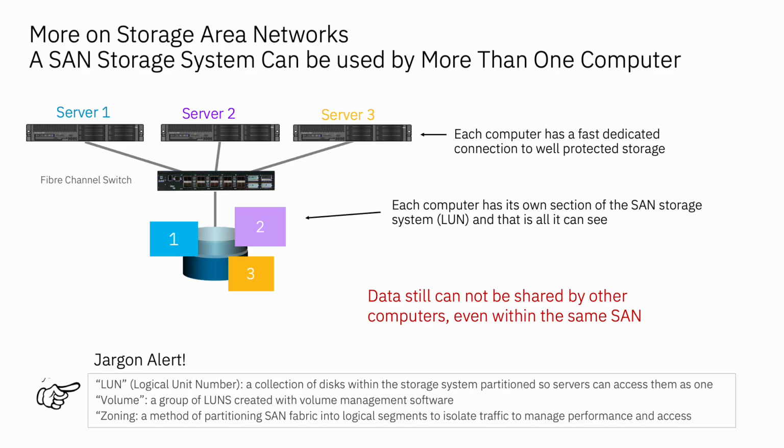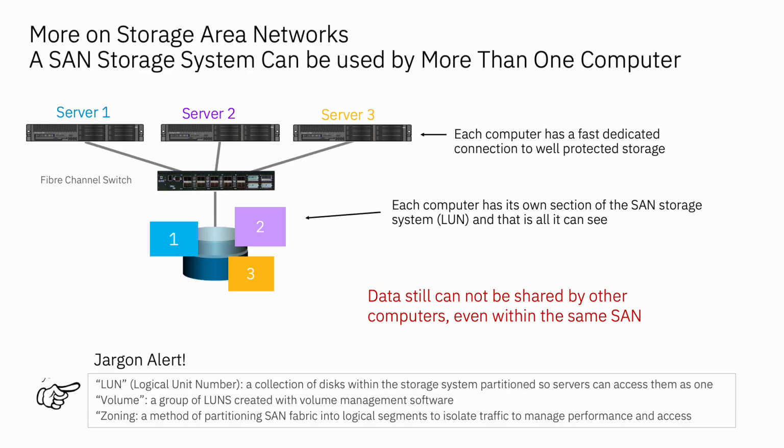Server 1 talks to the data, uses the data in section 1, or LUN 1. Server 2 has LUN 2, and server 3 can only see the data in LUN number 3. Makes sense, right? So now I have one switch, I get very high performance, dedicated path to my data, and so it's great because it's fast, but it's hard to manage at scale.